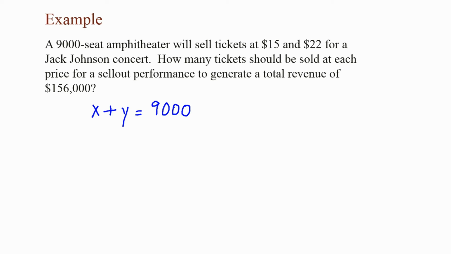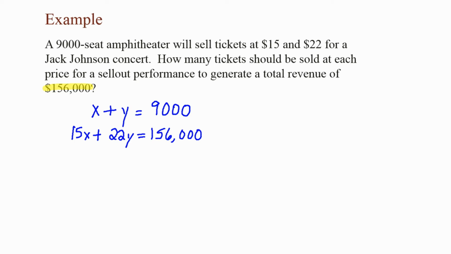For our second equation, we want to use the total value formula. We want to take the value of our ticket, $15, and multiply that by how many seats sold at that price, x. Then we want to take the value of our other ticket, $22, and multiply that by the number of seats sold at $22, which is y. The total of those two values, which means we're going to add, should be $156,000.